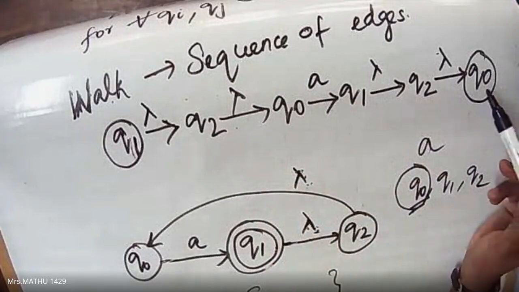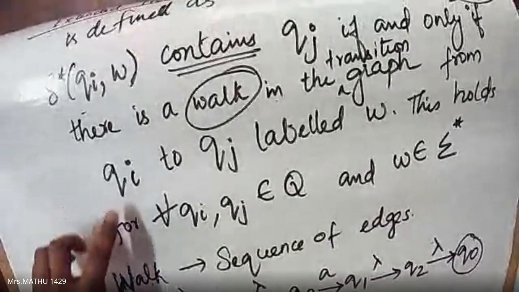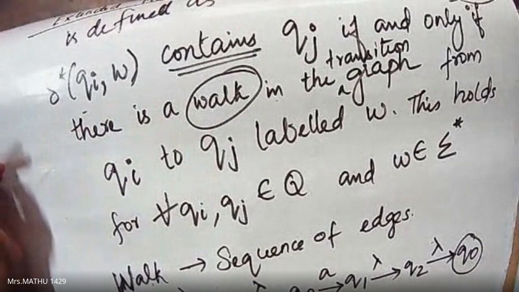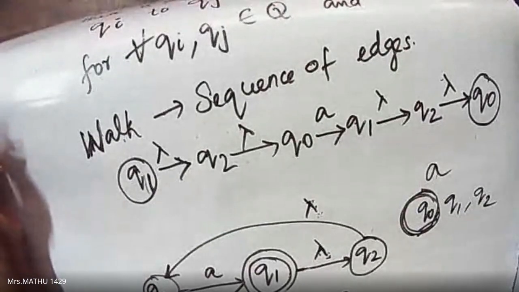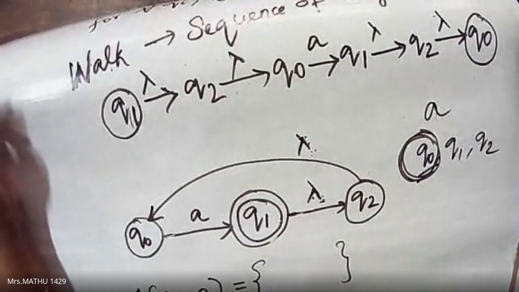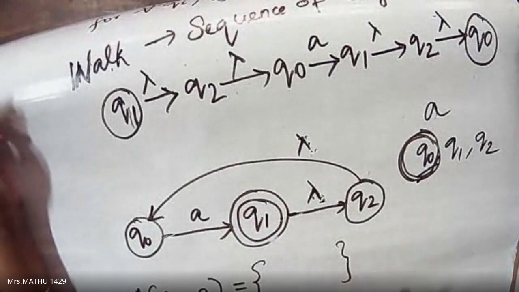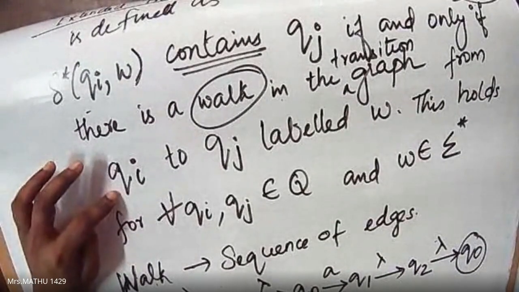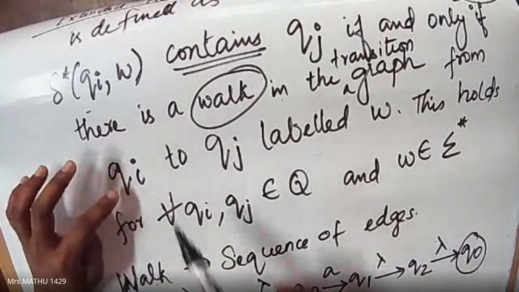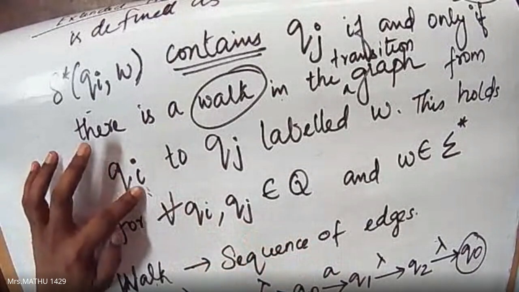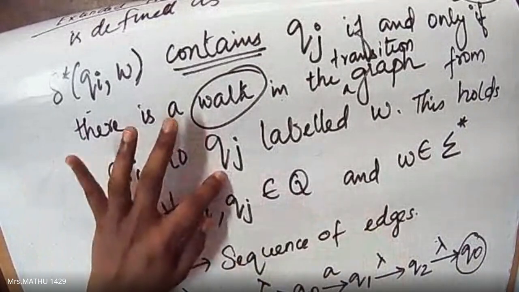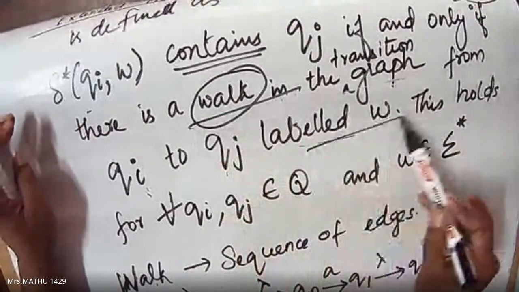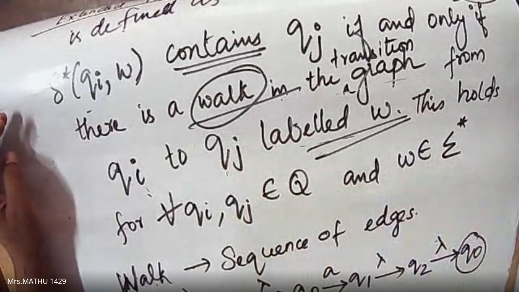So in this path, that is what we have written here, from Qi to Qj. What we are checking now is whether Q0 will be available in the output state, whether it will be present in the output state or not. We start our transition from Qi, that is given: delta star of Q1 comma A, where Q1 is our Qi. We are checking for Q0, and whether in that walk we have that input symbol or not.